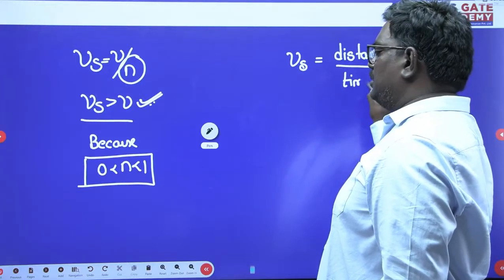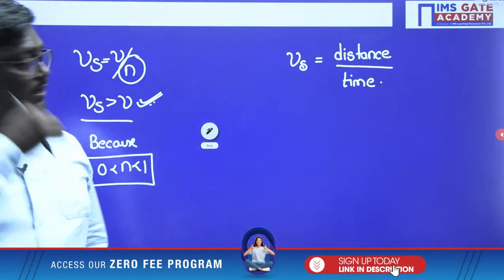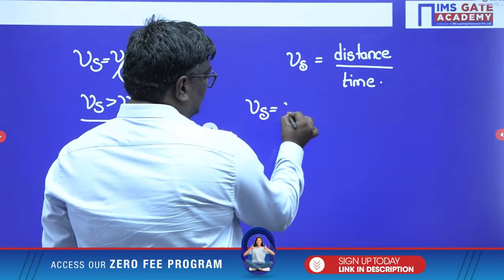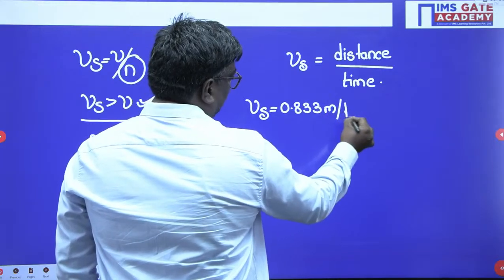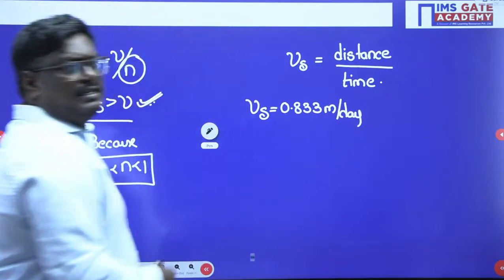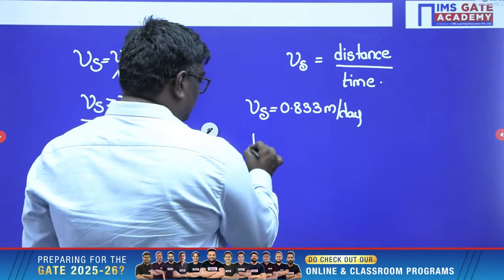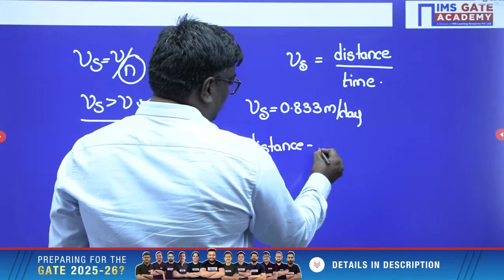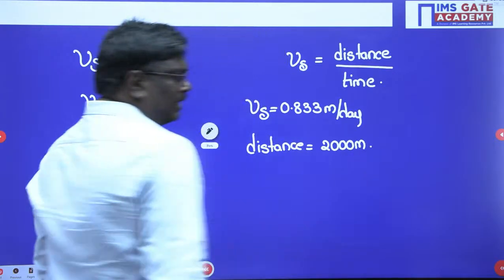Distance upon time. So what is the seepage velocity you got? You got seepage velocity and calculation is 0.833 meter per day. And distance is nothing but what, my dear students? Distance here is nothing but the length of travel, that is 2000 meter, right?